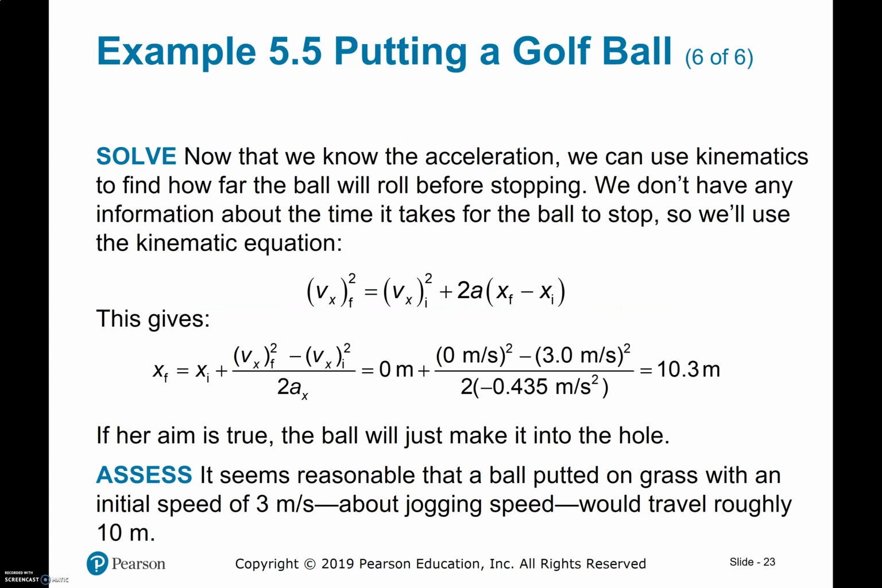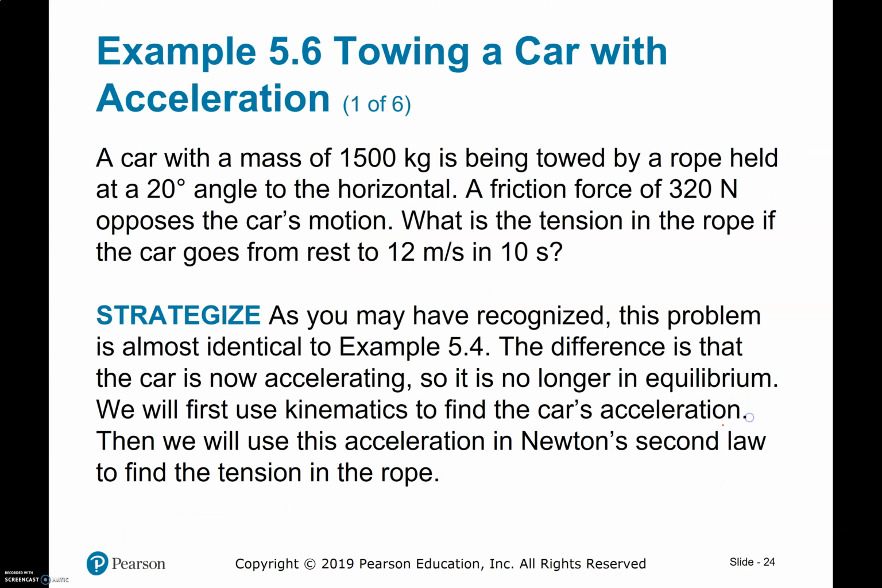Now we can use our kinematics equations. We have the acceleration, and we want to find this one. We know this one is 0 because the ball stops, and we know this one. So we can put everything in place, and we get that the ball goes 10.3 meters, so therefore it reaches the hole.